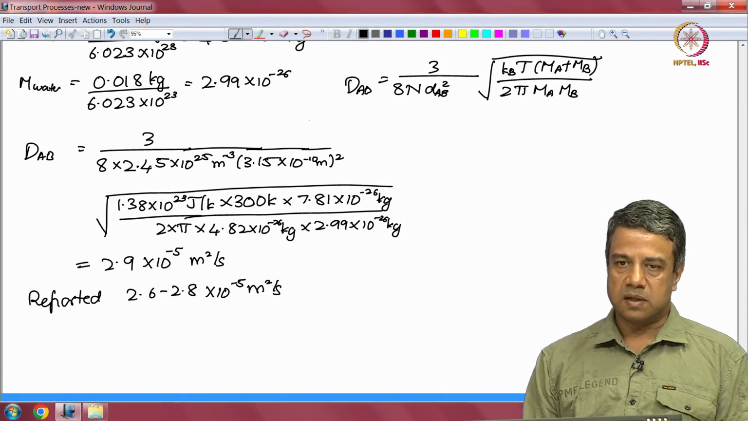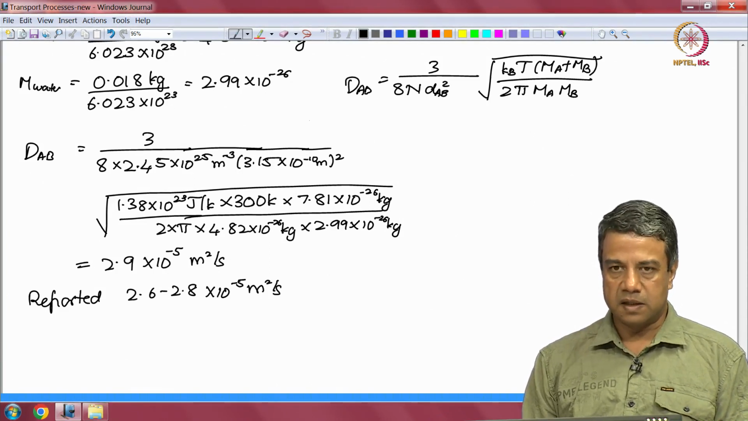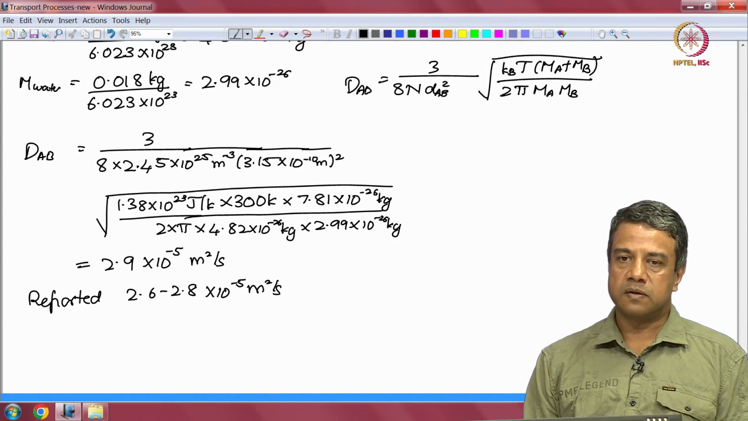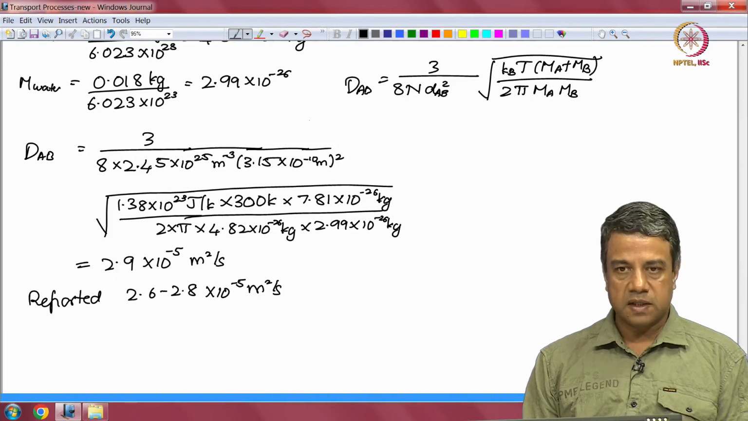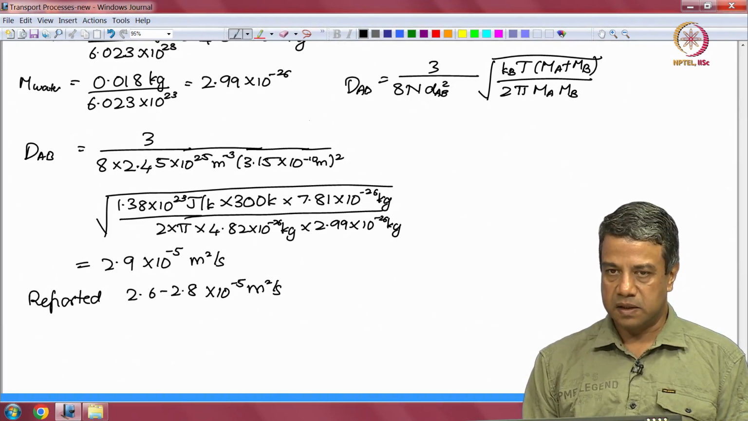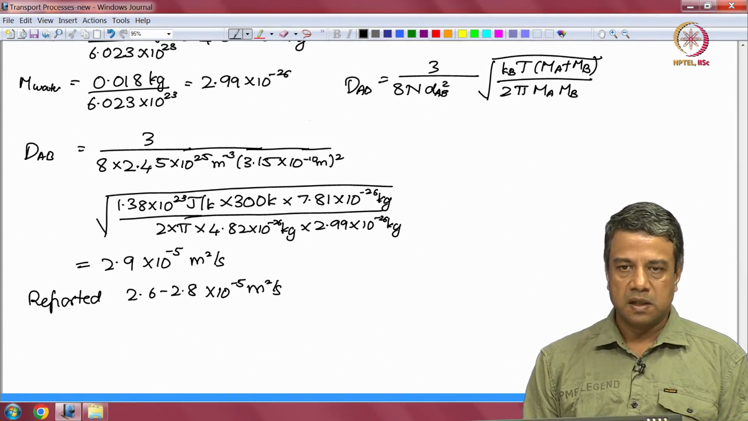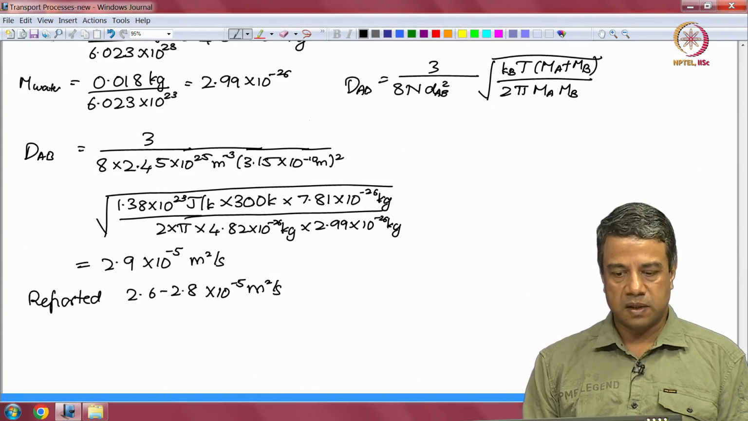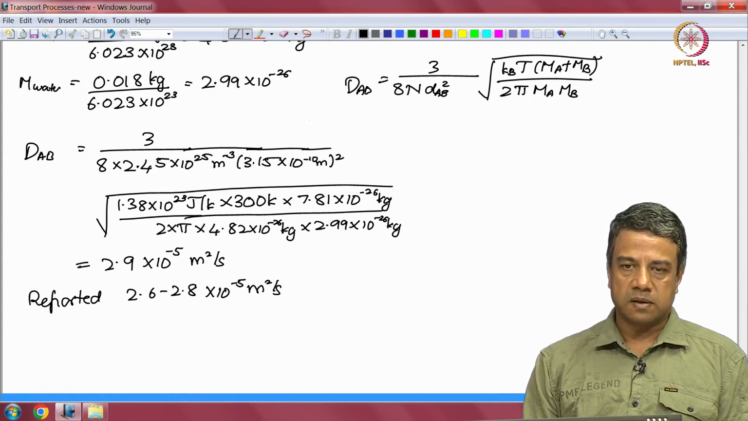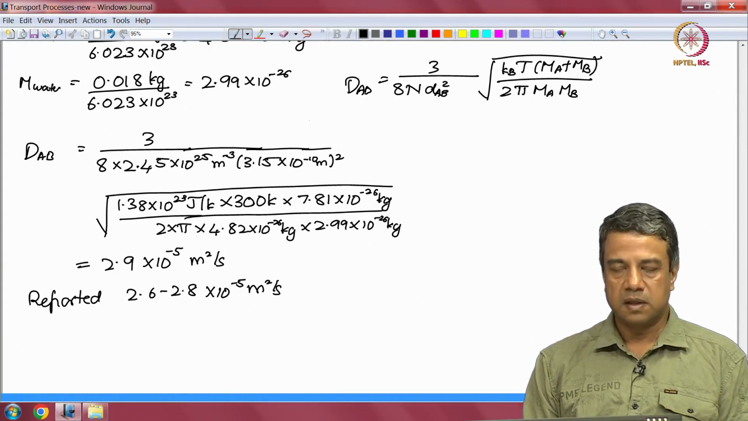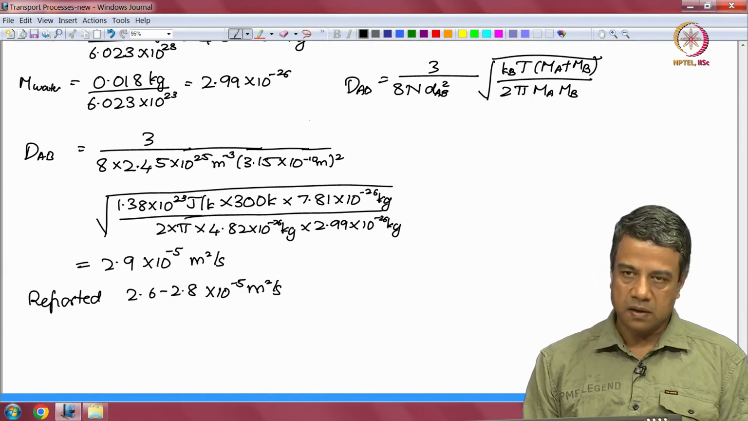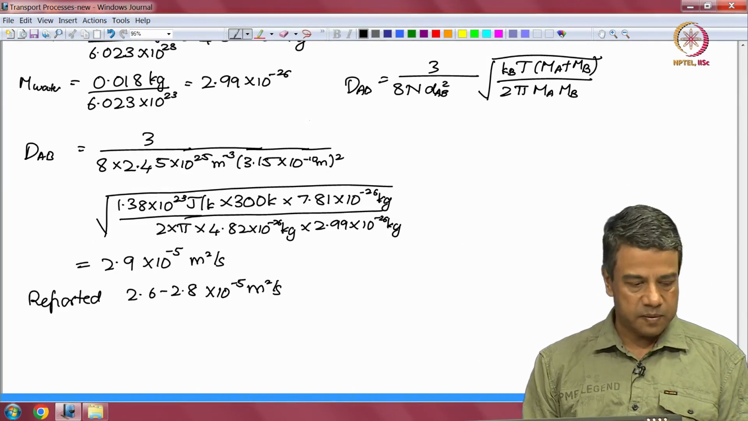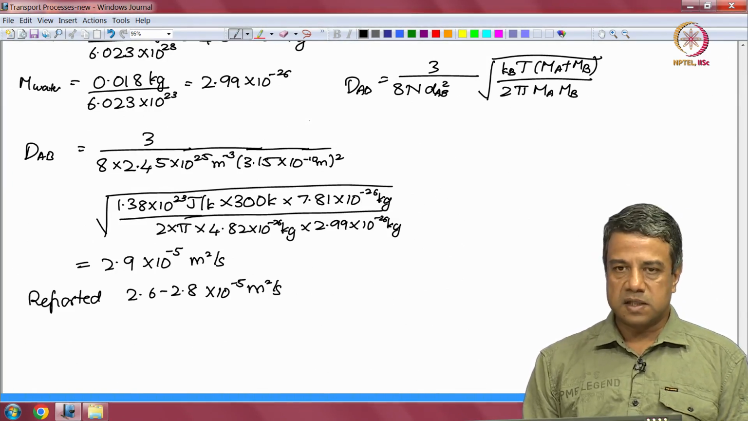So, this is just to demonstrate that with the simple picture that we have, we are able to predict diffusion coefficients remarkably close to what we have from experiments. That is actually the power of this physical understanding. Just based upon a simple molecular picture and with expressions for the mean free path and so on, we were able to get a diffusion coefficient that was remarkably close to what we have in actual literature. In most gases, at room temperature and pressure, diffusion coefficients are of the order of 10 power minus 5 meter square per second.